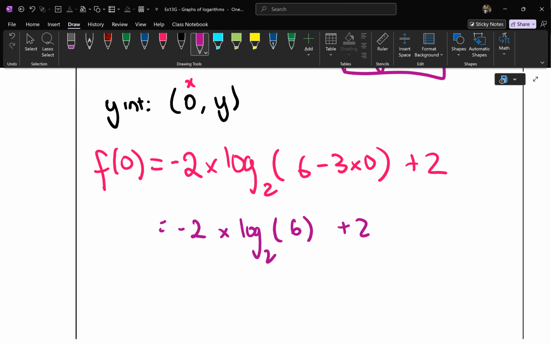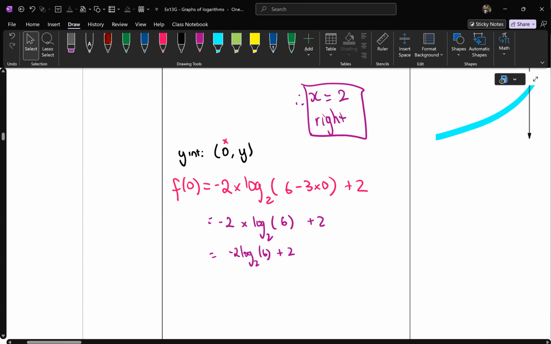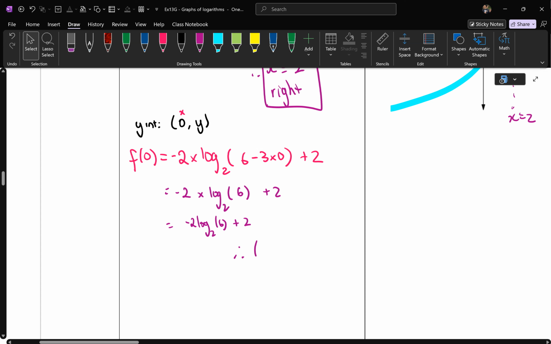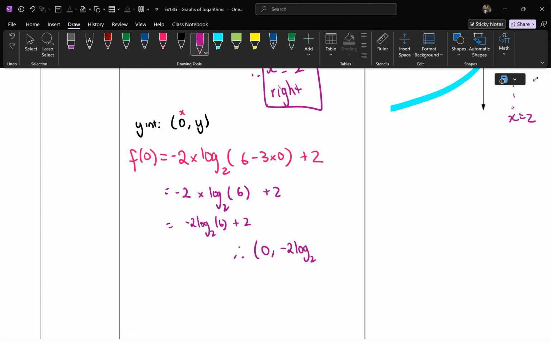Well, I don't know what log 2 of 6 is. That's like saying 2 to the power of what will give you 6. And at the moment, we don't have anything, so you can leave your answer like this. That's fine. Okay, so it means your y-intercept is, or if you want, you can bring the 2 up, but it really doesn't change the problem. So we'll just leave it as -2 log base 2 of 6 plus 2. That's your y-intercept. So when x is 0, it's a big, funky answer, log 2 of 6 plus 2. So you got 1 point.